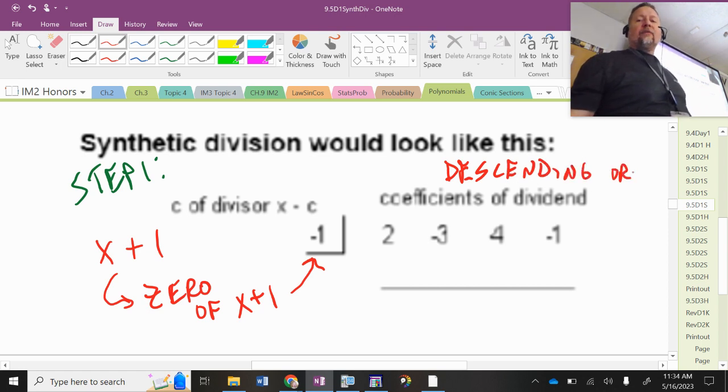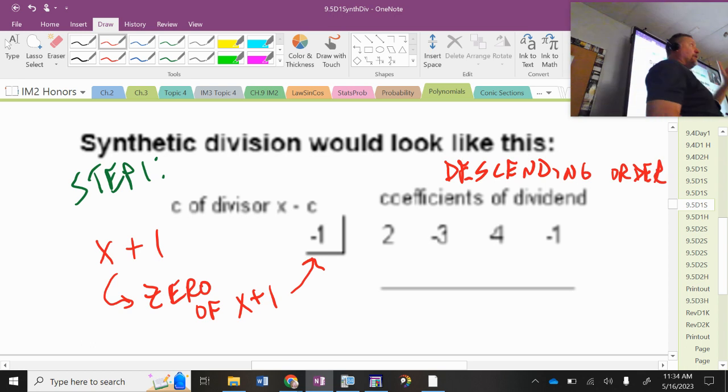Unfortunately, I don't know if I do this in the notes. I think all of it is descending. I do another thing, though. That's kind of a trick.